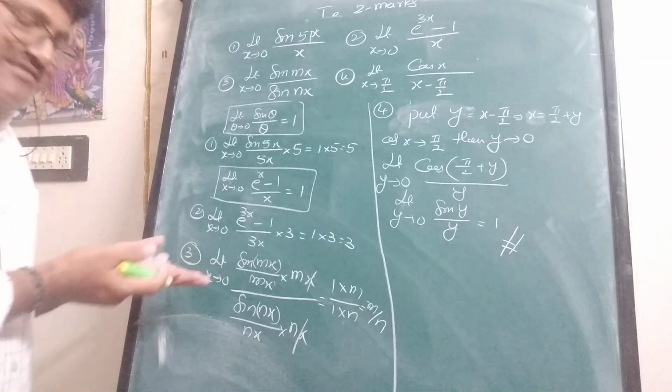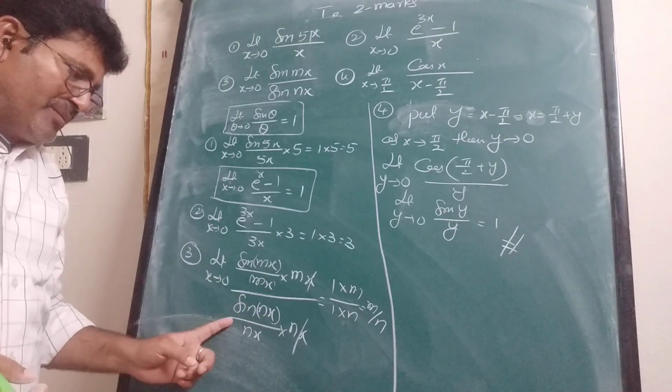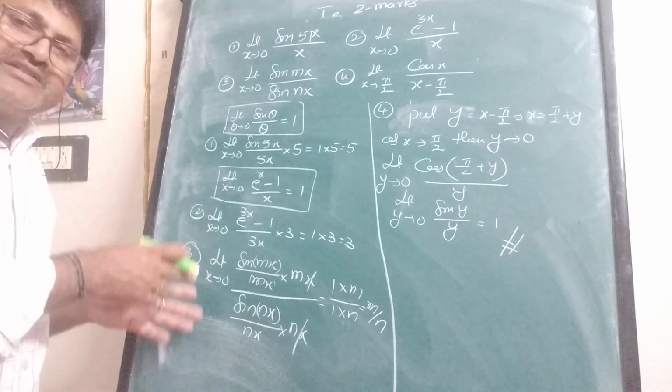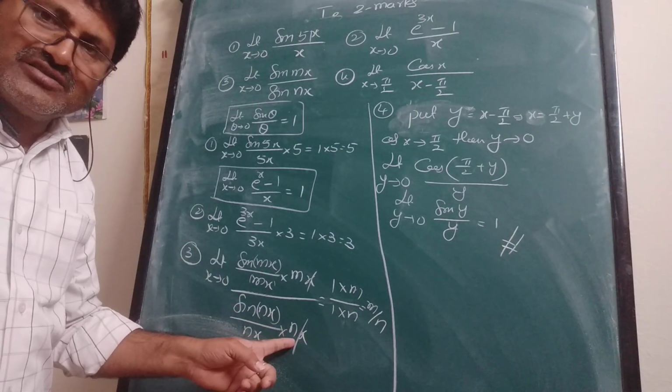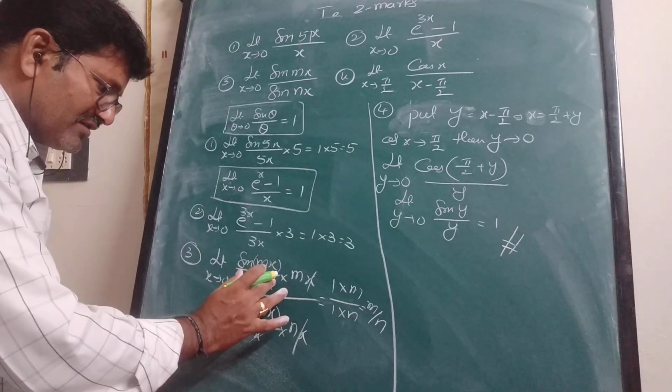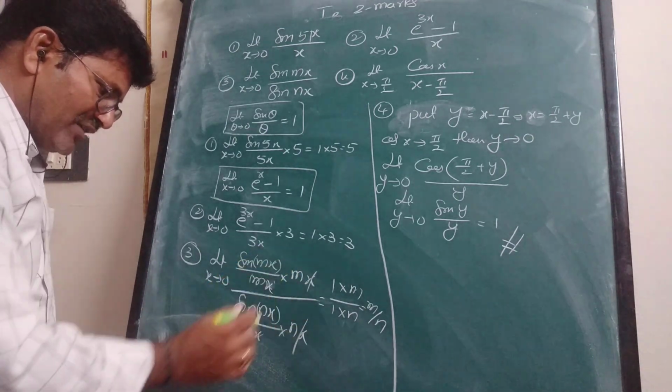Okay, here nothing is there now. And you go for the denominator, sin nx is there. You go for division and multiply with nx. Nx into nx. Okay, and x cancelled here, and here also x cancelled. You will get the same thing, no problem.